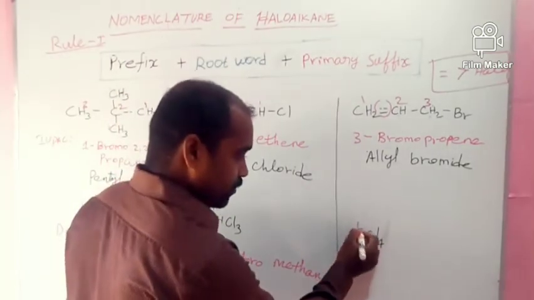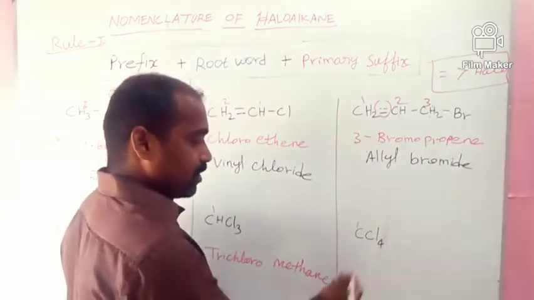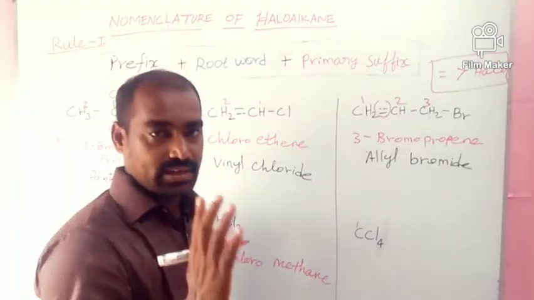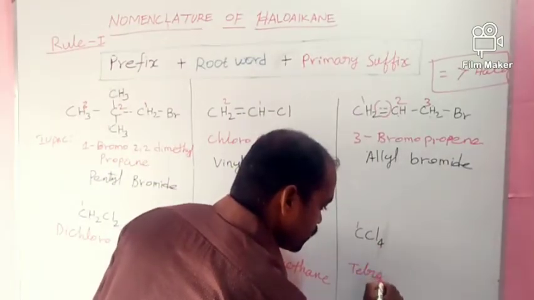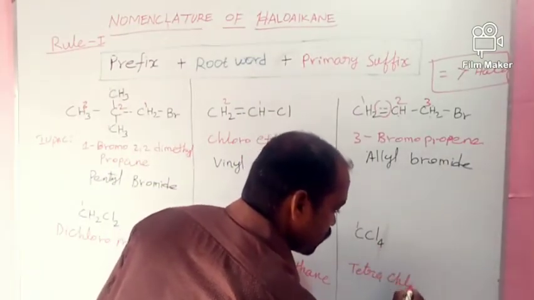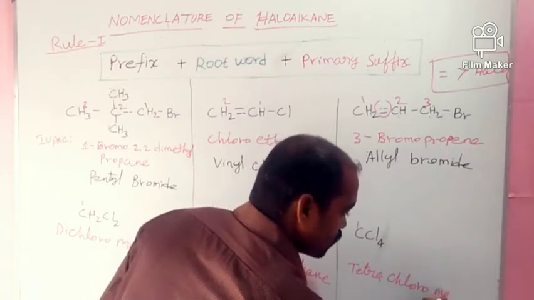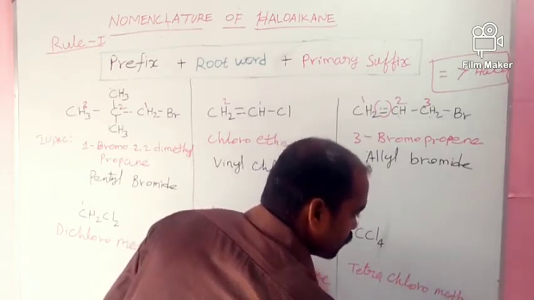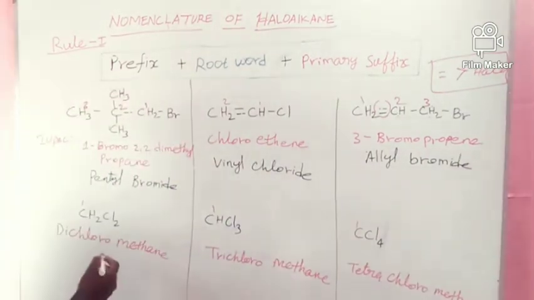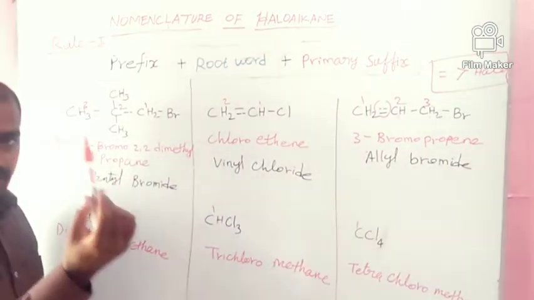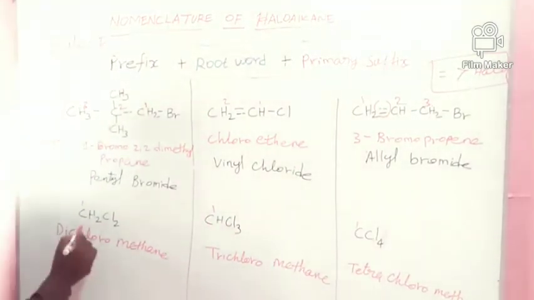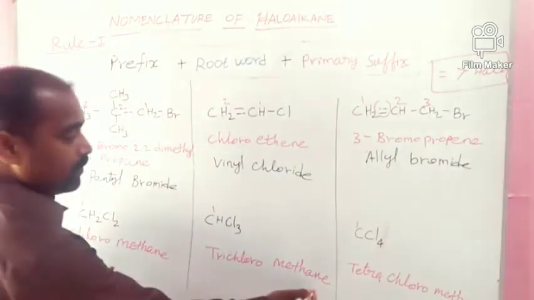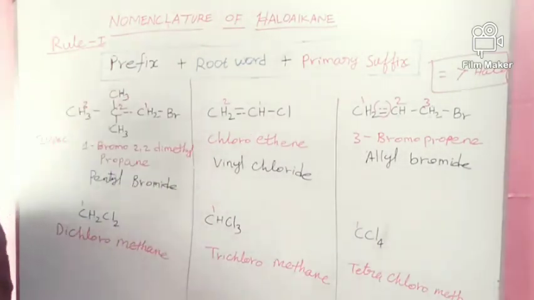And here 1 carbon with 4 chlorides. What will come? How many chlorides? 4 means what is the chemical term? Tetra. Tetrachloromethane. So this is the IUPAC name. Already told, I am using red ink to write the IUPAC name. So dichloromethane, trichloromethane, tetrachloromethane. So now I am going to write the common name.